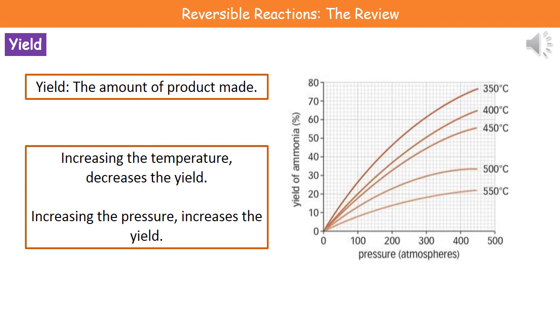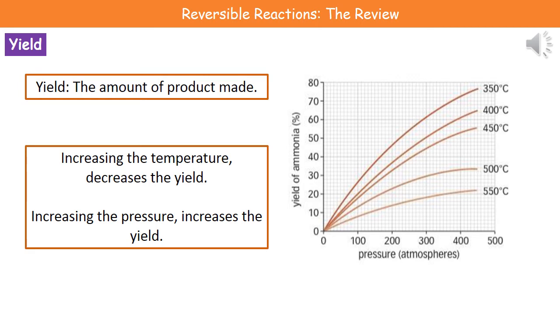So what we've got on the bottom, we've got the pressure. Up the y-axis, we've actually got the yield of our ammonia as a percentage, and then we've got a variety of different curves plotted on there, and those are all the different temperatures. So if you're good at reading graphs, then obviously you can just read the graph and say what you see.